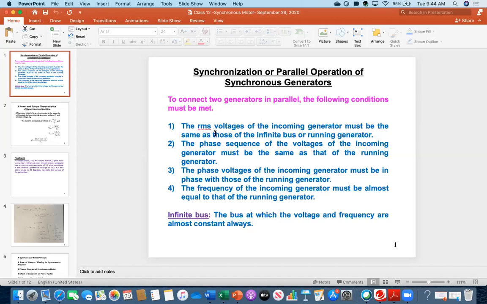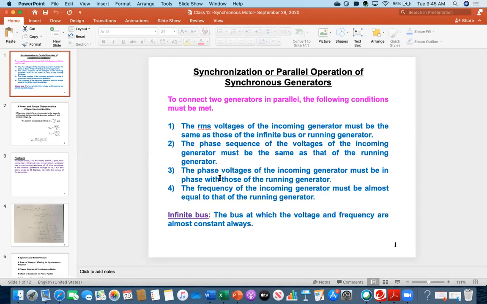And you want to bring a new generator, which is called the incoming generator. So what it says, the RMS voltages of the incoming generator must be the same as those of the infinite bus or running generator. Through a diagram, I am explaining how you will make sure that the voltages are the same. The second point, the phase sequence of the voltages of the incoming generator must be the same as that of the running generator. Again, your running generator, the existing generator, has a particular phase sequence, for example ABC or ACB. Now the new one, the incoming generator, also has exactly the same phase sequence. So now that's the question: how would you understand that the incoming generator has the same phase sequence as the existing one?